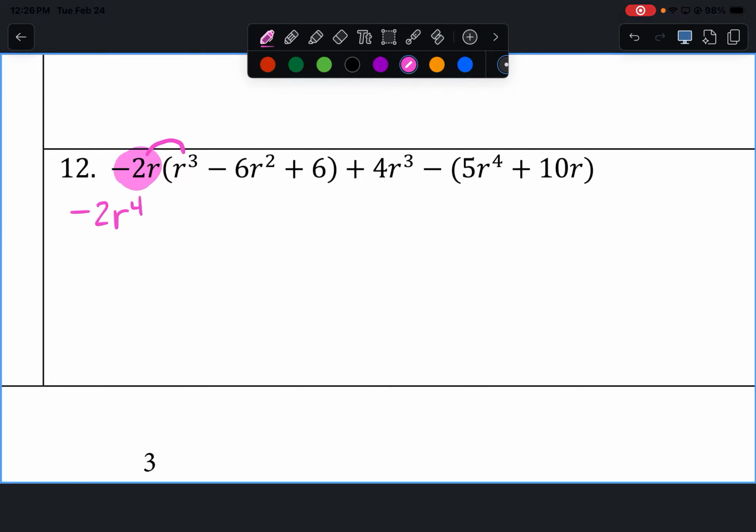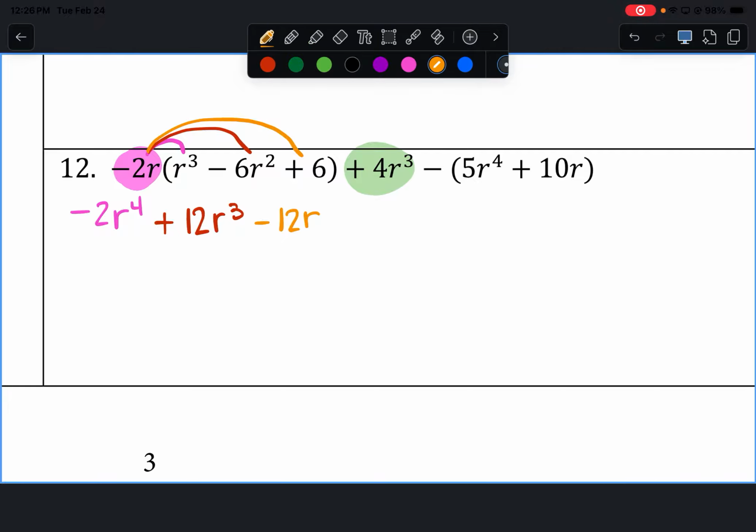Okay, after that, what do I need to distribute to? Negative 6r to the 2nd. So what is negative 2r times negative 6r to the second? Positive 12r to the third. Then we're going to distribute to 6. So what does that give us? Negative 12r. Now, is anything happening with that plus 4r to the third?